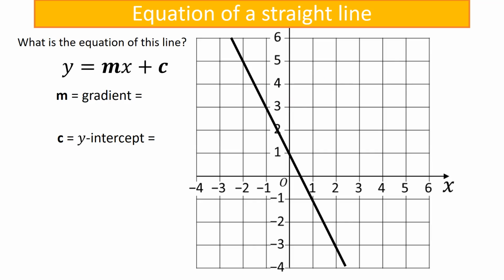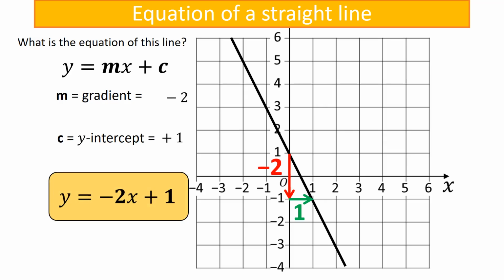And in the last example, the gradient will be negative because the line is going down. So the change in y is negative 2, the change in x is 1, so the gradient is minus 2, and the y-intercept is positive 1. So together that will give us an equation of y equals minus 2x plus 1.